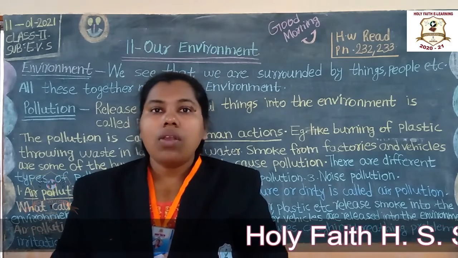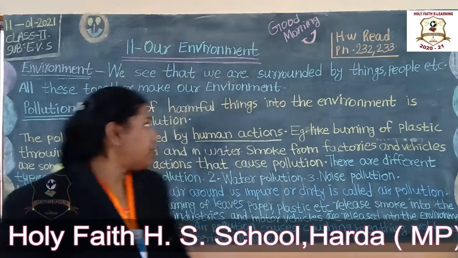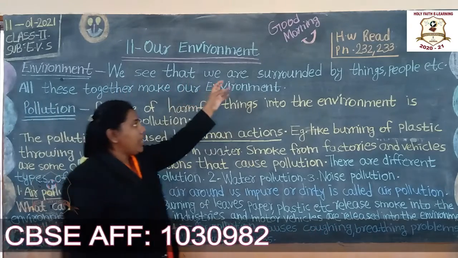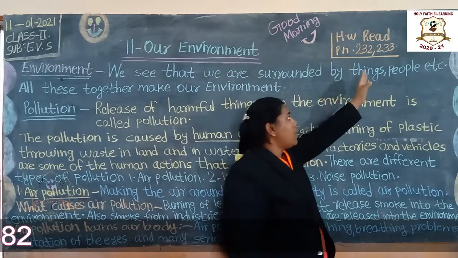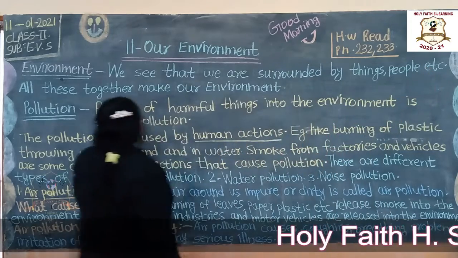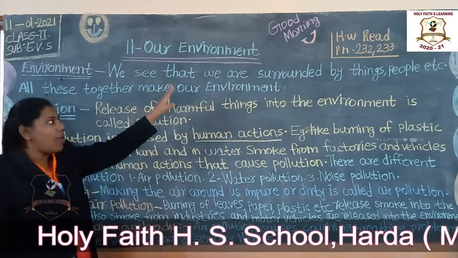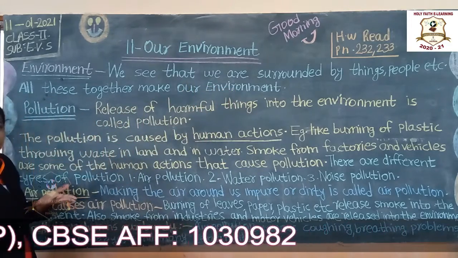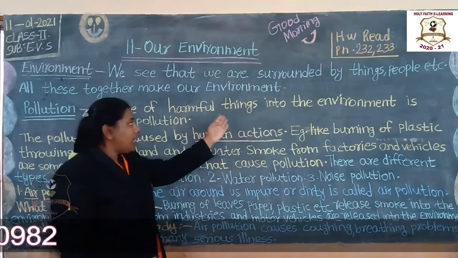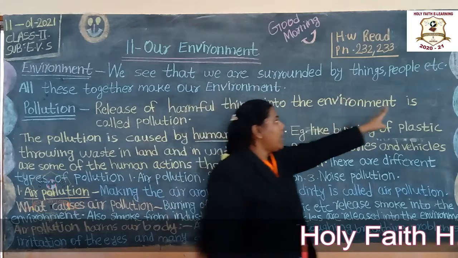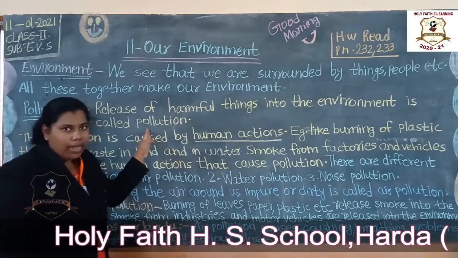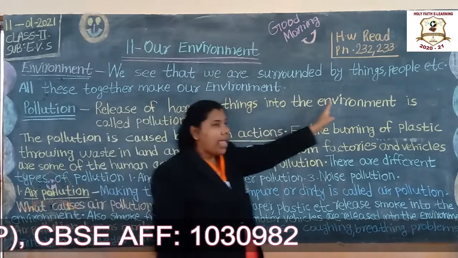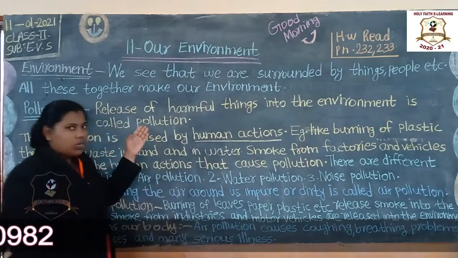Understood, children? Once again, please look at the board. Environment. What is environment? We see that we are surrounded by things, people, etc. All these together make our environment. Now, pollution. What is pollution? Release of harmful things into the environment is called pollution.